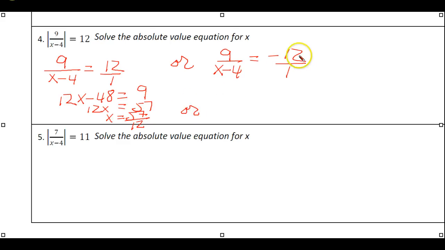Or this is going to be a negative 12x, positive 48 equals 9. So as we transpose this now, this becomes here a negative 39 divided by a negative 12. This then becomes a positive 39 twelfths. And these are our answers.